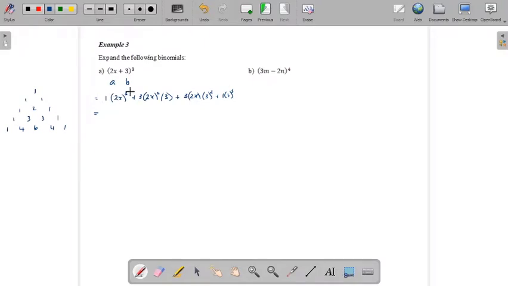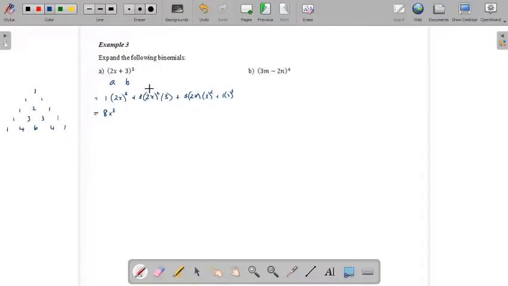So 2x, all of this is raised to the power of 3, so that becomes 2 to the power of 3 times x to the power of 3. And then times 1. So that's 2 to the power of 3 is 8 x to the power of 3. And if we look at these, we can expand these here. This will be 2 to the power of 2, which is 4 x squared.